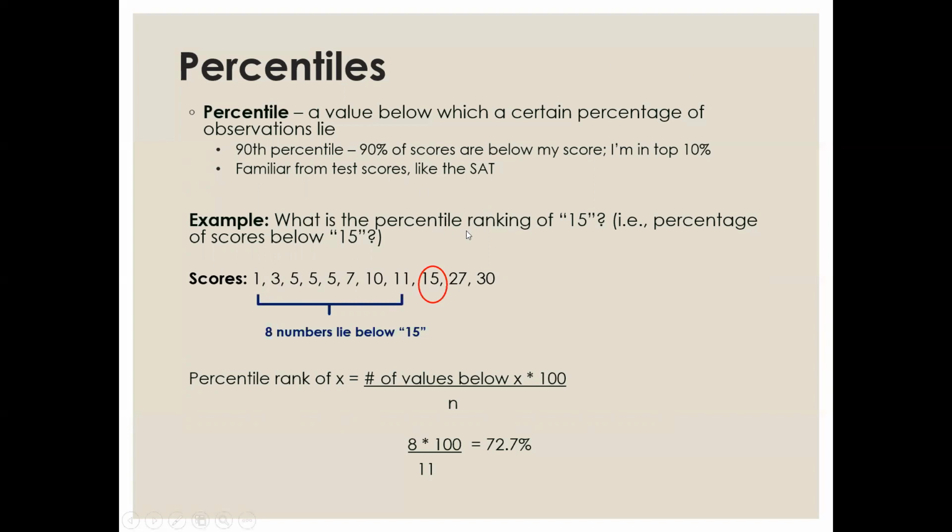So if you get a percentile ranking of 15, you're going to say, how do I calculate that? What does it mean, right? So you want to look and say, what percentage of scores fall below this score of 15 on this test? 8 numbers lie below it. The percentile rank is the number of values below the score you're interested in, times 100. So here, in the 72.7 percentile, this is where you lie.